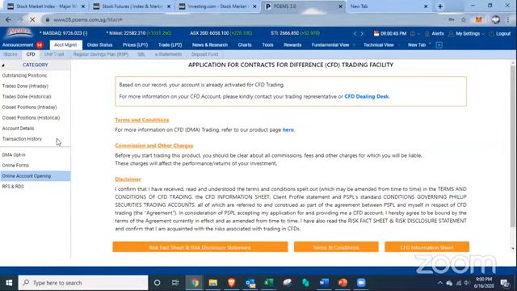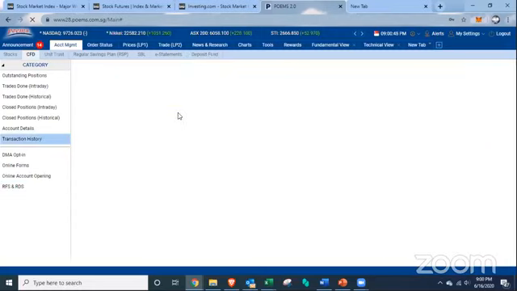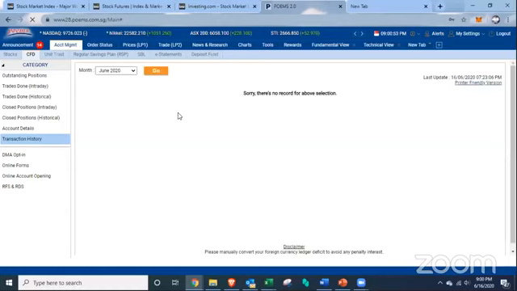In case people are asking how you see the commission charge for your CFD, all this will be under your transaction history. Every month you can see your transaction history, and all your commission, fees, and interest are reflected over here under the transaction history.